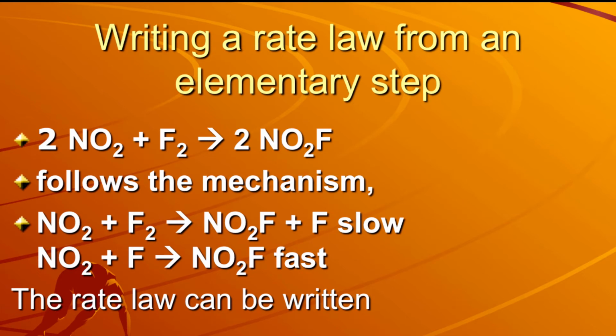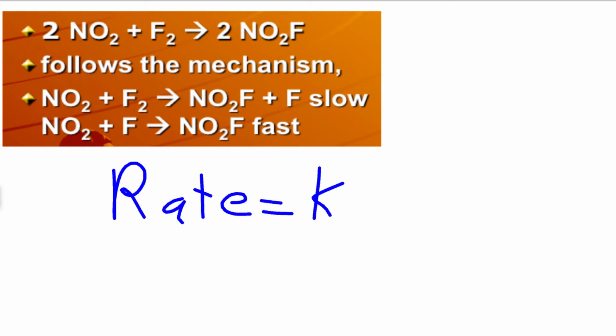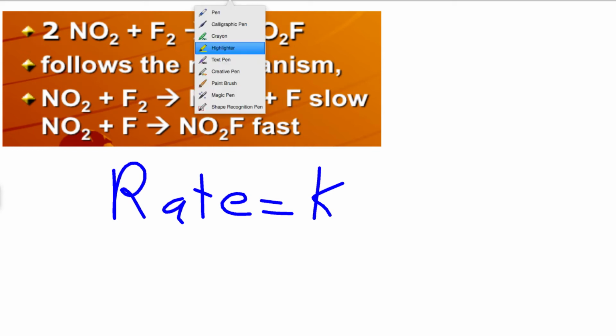So let's take the elementary steps we had before and label them slow and fast. The slow step is the rate determining step. So we can write a rate law directly from that. To write this rate law, all we do is write rate is equal to k. All we have to do is look at the slowest step. The slowest step is this one right here.